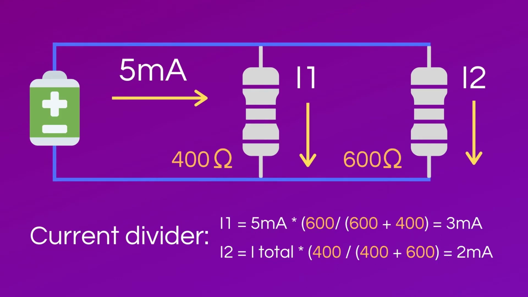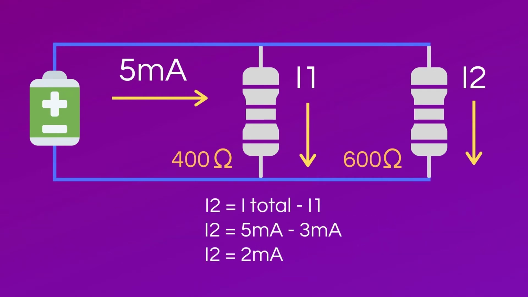There's a current of 5 milliamps being split by two resistors in parallel. R1 is equal to 400 ohms and R2 is equal to 600 ohms. I1 is equal to 5 milliamps times 600 ohms divided by 400 ohms plus 600 ohms, which is equal to 3 milliamps. I2 is equal to 5 milliamps times 400 ohms divided by 400 ohms plus 600 ohms, which is equal to 2 milliamps.